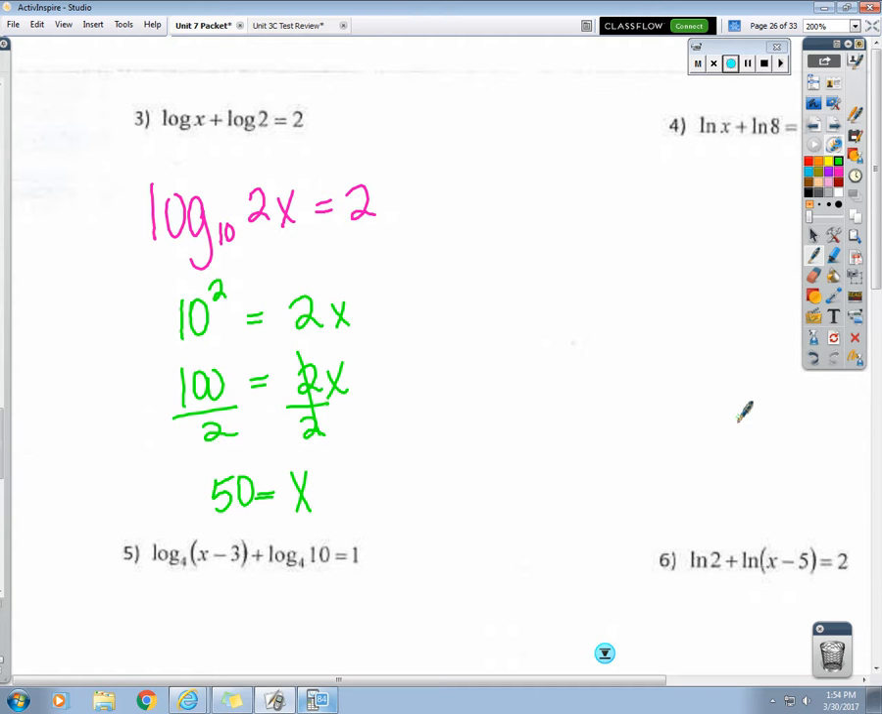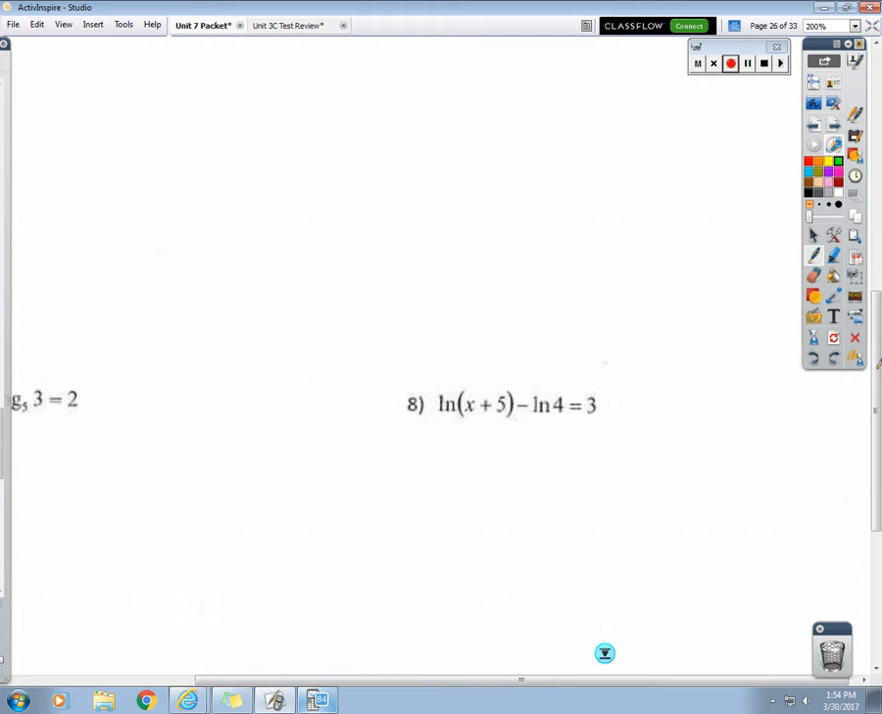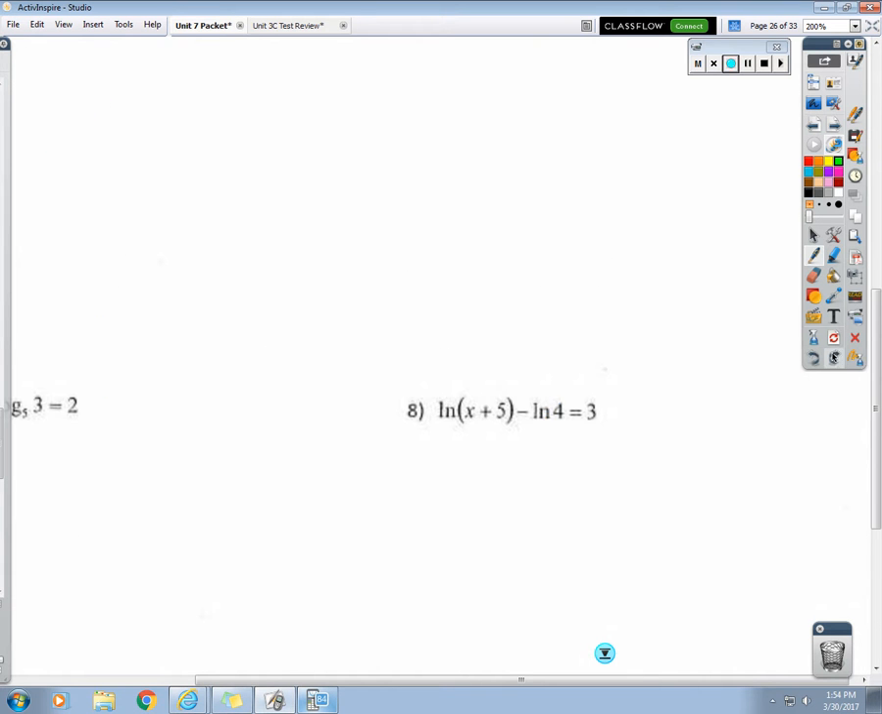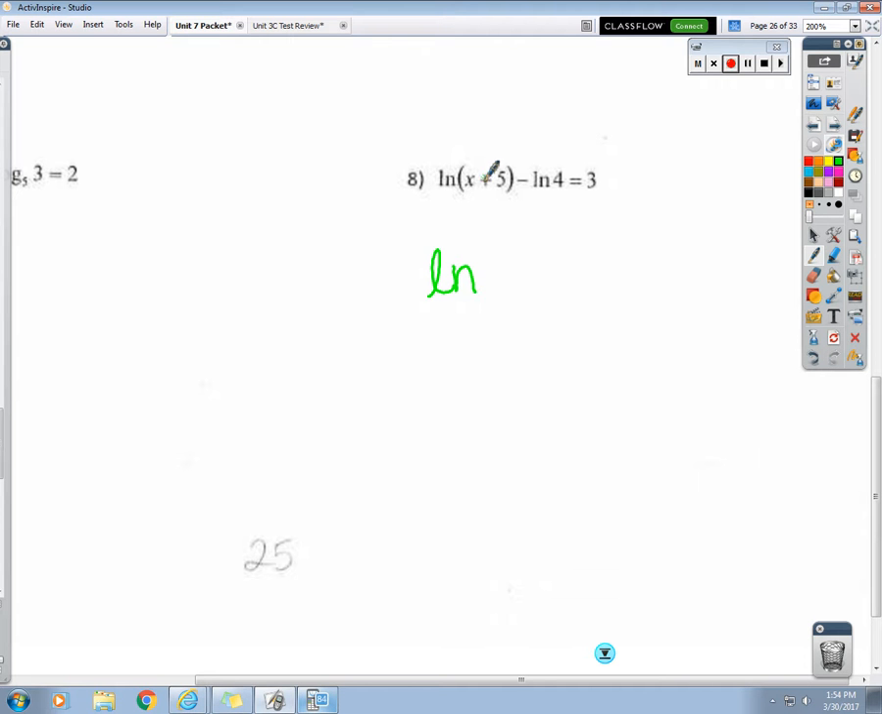Okay, now let's look at number 6. Actually, it's another addition one. Let's find a subtraction one. Okay, right here. Number 8. The natural log x plus 5 minus 4, that means x plus 5 divided by 4 when you condense it. Subtraction turns into division when you condense. Now when I rewrite this as an exponential, since it's natural log, you'll put an e. You'll raise it to the 3rd power, and then you'll equal it to all that.